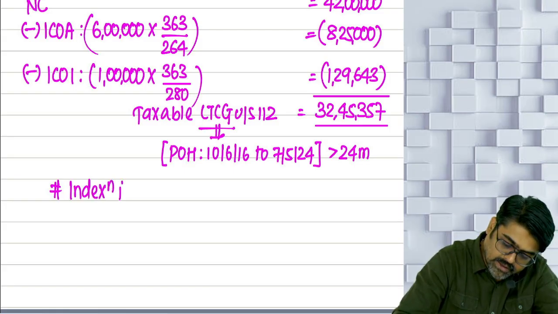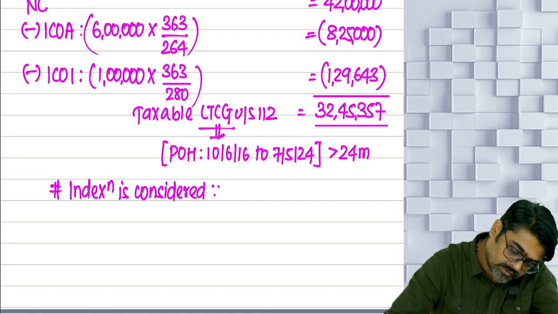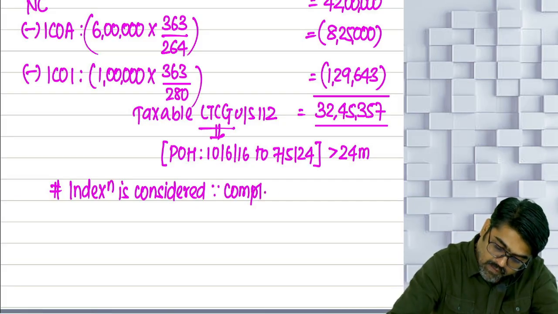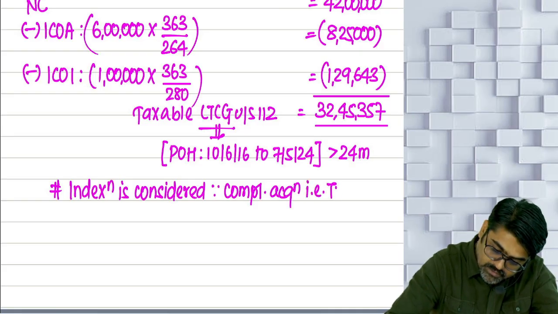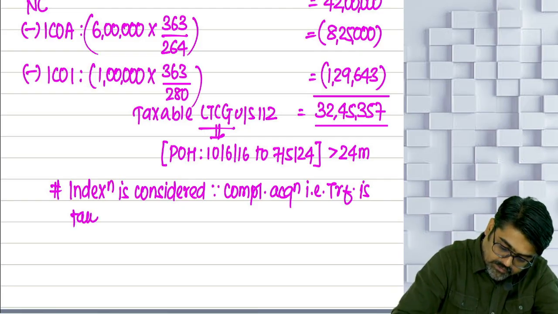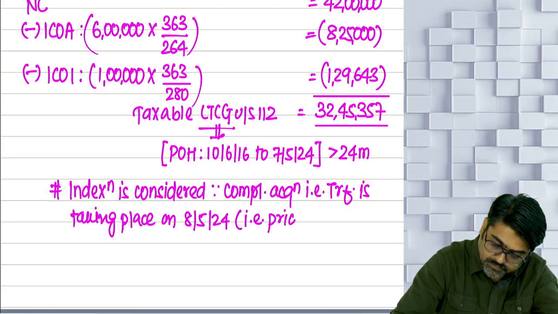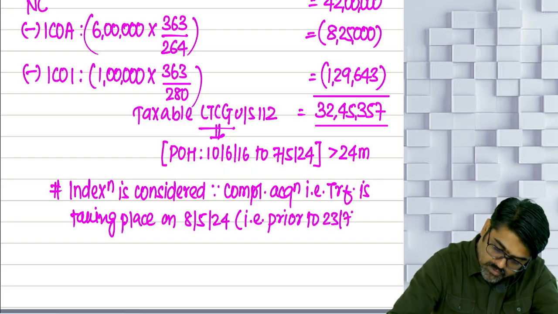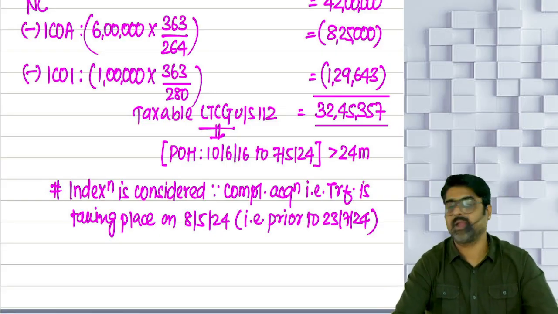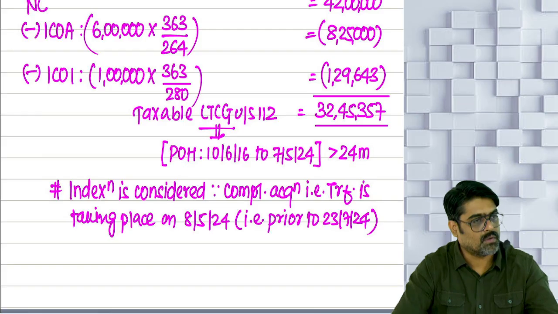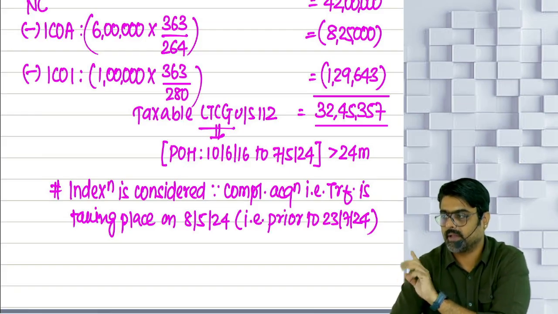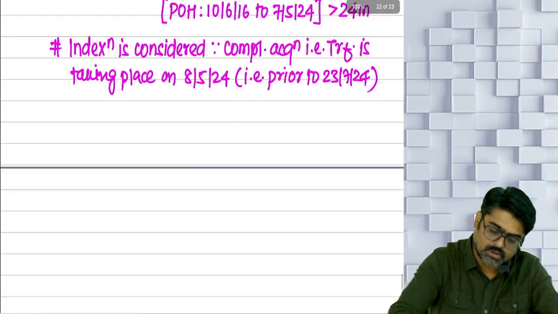So we will write: indexation is considered since compulsory acquisition, that is transfer, is taking place on 8th May 2024, that is prior to 23rd July 24. If you write a small note like this now, it will be very effective. In all the questions which we have solved now, you are supposed to write down the period of holding like this and a small note like this, whether you have taken indexation or not. If yes, then why? If no, then why not? Understood?